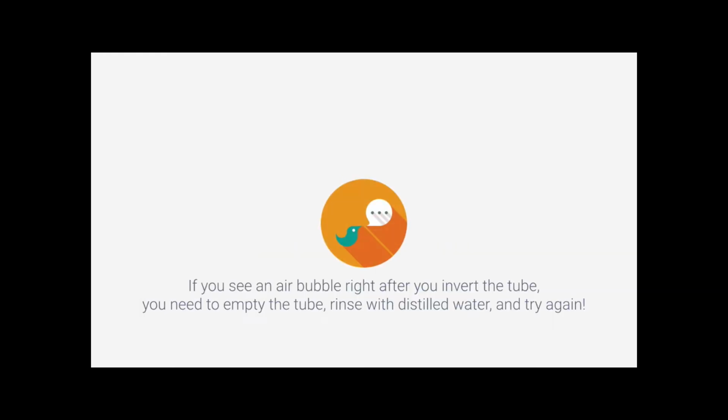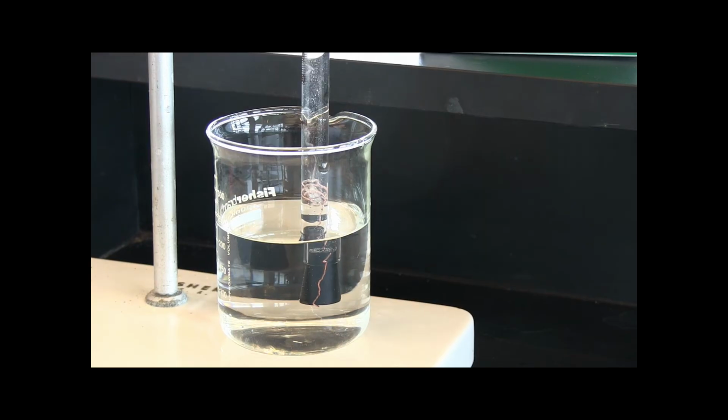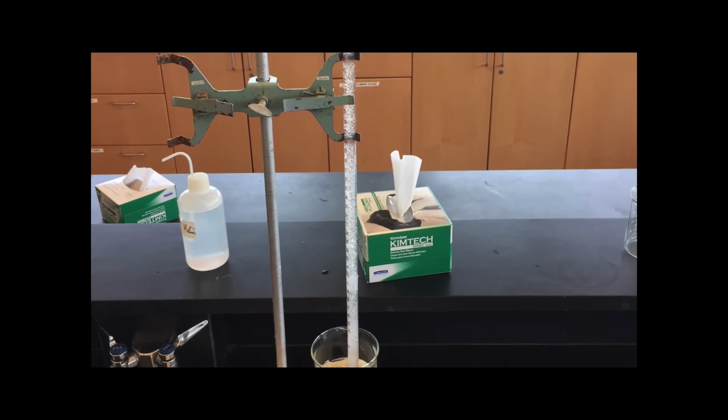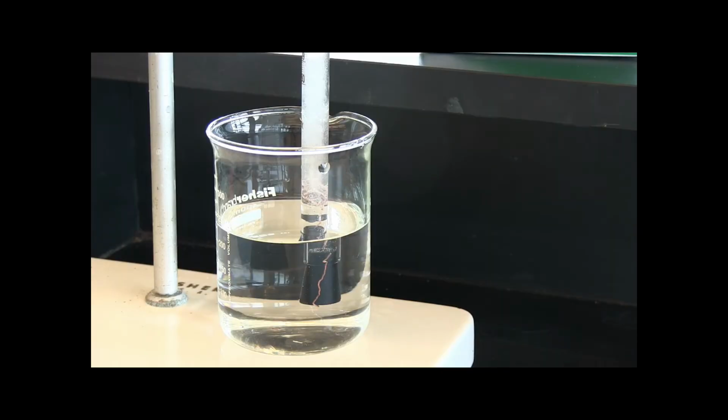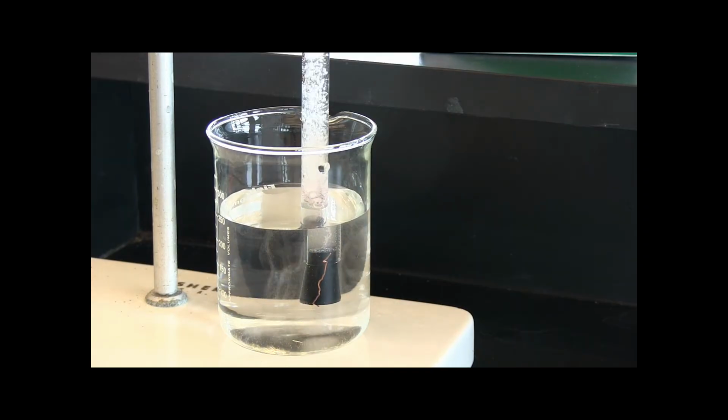Make sure you wear gloves when you do this, and use your finger to cover the stopper of the eudiometer so nothing leaks. If you see an air bubble right after you invert the tube, you need to empty the tube, rinse with distilled water, and try again. Now the reaction is underway at full speed. Notice that the water level rises.